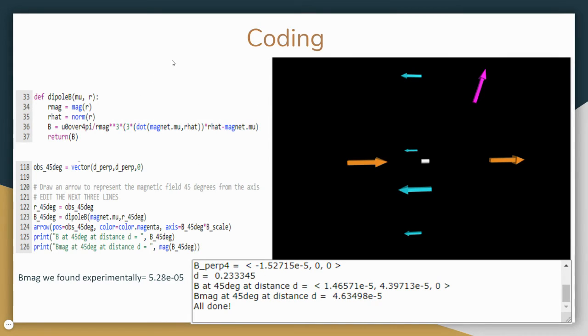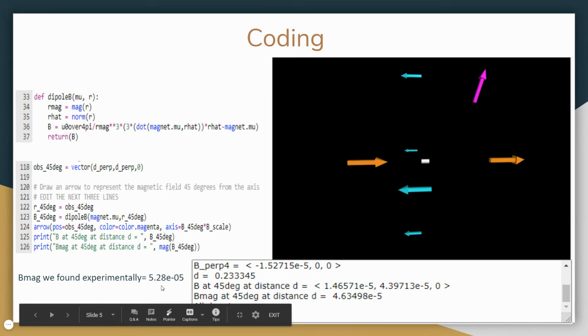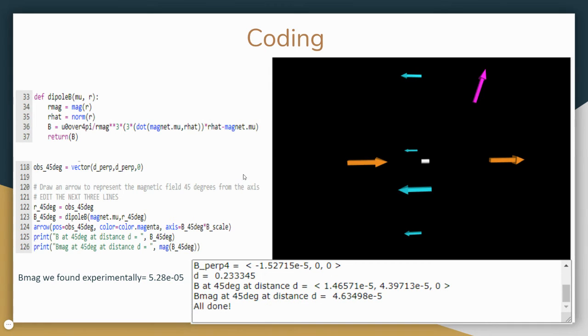And one of the most important findings in our lab was the comparison of the magnetic field magnitude that we found experimentally and the Bmag that we found in our model. The Bmag that we found experimentally was 5.28 e to the negative 5, and the Bmag we found in our model was 4.6 e to the negative 5, which essentially is saying that we overestimated the Bmag and there was some error in our experiment.